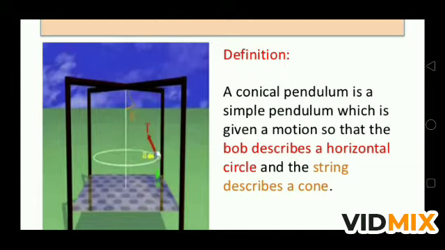So again, a conical pendulum is a pendulum which is given a motion so that the bob describes a horizontal circle and the string describes a cone. This is known as a conical pendulum. As you see in the diagram, the bob is moving in a horizontal circle and the string, the thread by which the bob is attached, is making a cone.